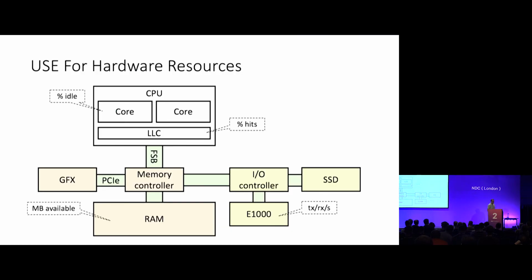So just a couple of examples. For hardware resources, this is like a typical workstation. You have a CPU, you have a disk drive, you have a network card, you have physical memory, you have a graphics card attached as well.